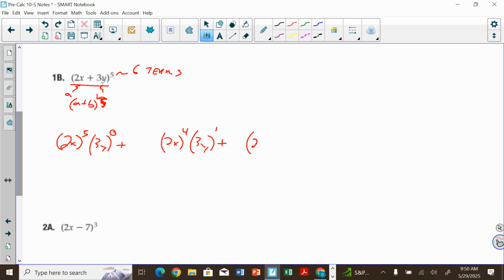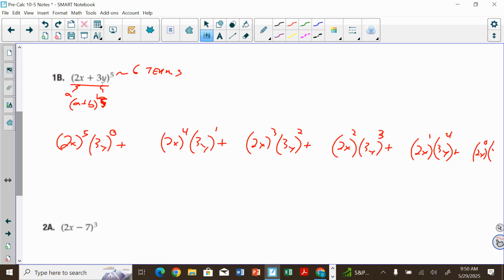Plus 2x to the third times 3y squared plus 2x squared times 3y to the third power. Oops, sorry, to the third power. And then 2x to the first power times 3y to the fourth power. And finally, the last one is going to be 2x to the 0 power times 3y to the fifth power.